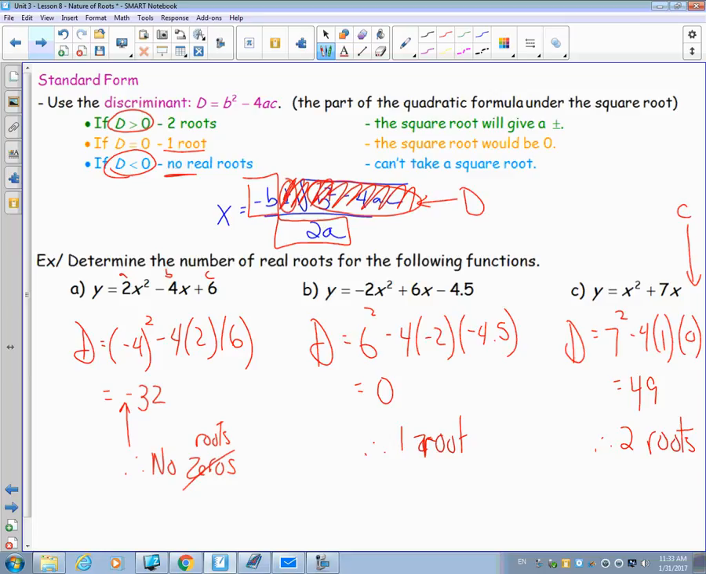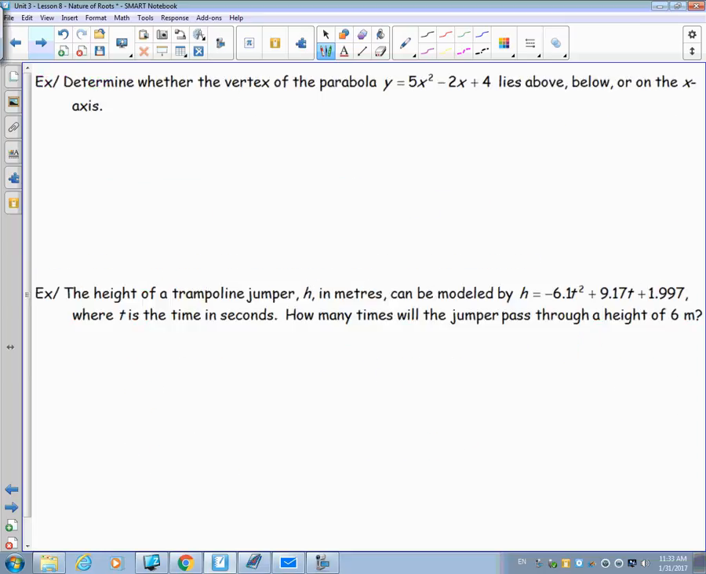So those are our 3 forms. We want to be able to identify real quick which form we have, how I can figure out how many roots it has, and then how can I use that. So a little problem solving for us. I want to know whether the vertex of this parabola lies above, below, or on the x-axis.